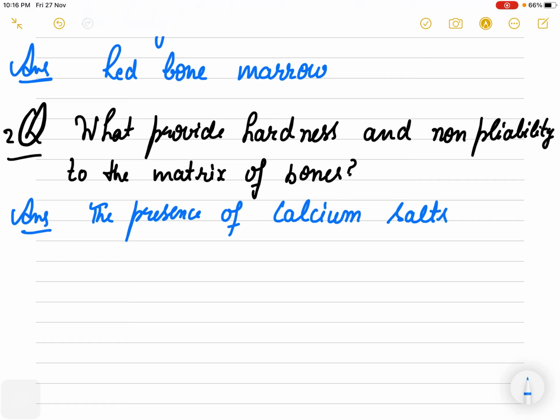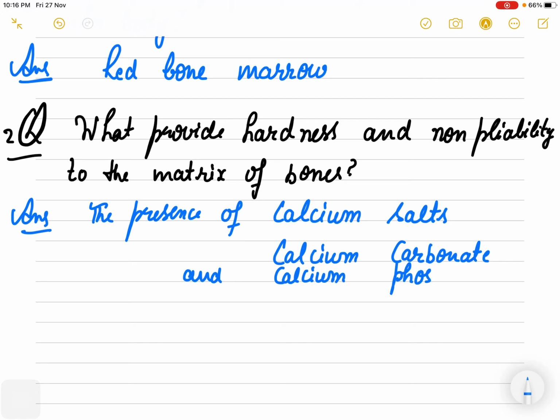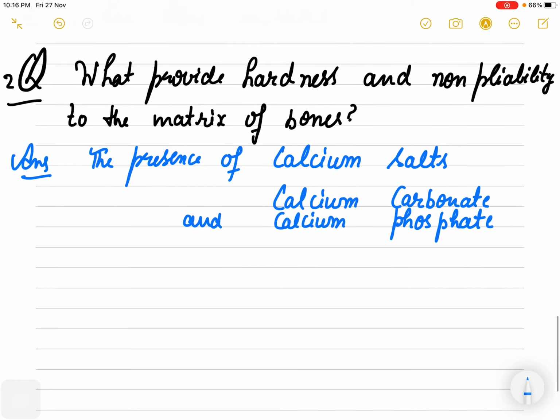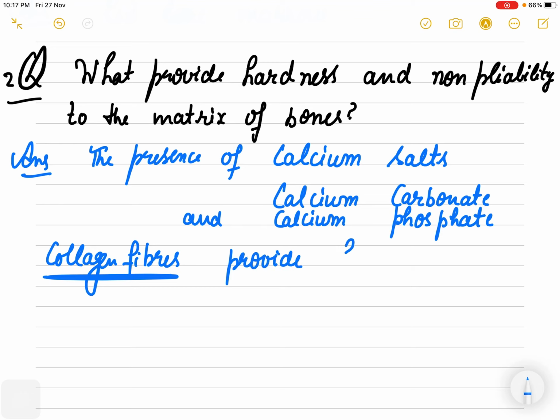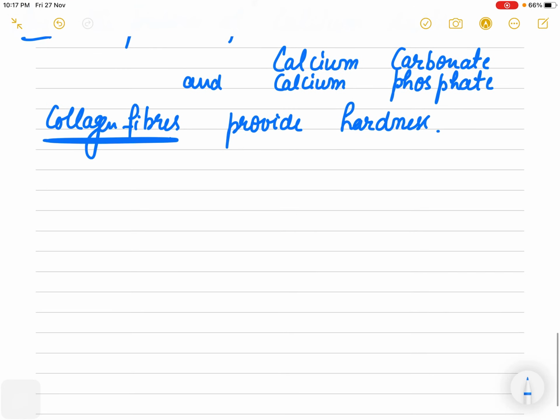And we know that calcium carbonate and calcium phosphate, these two calcium salts, majorly provide the hardness, as well as the collagen fibers. Together they are responsible for hardness and non pliability to the matrix of bone. What are the cellular components of blood? Red blood cells, WBCs, and platelets. That is what you can mention in the answers.